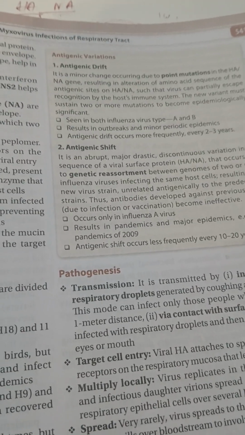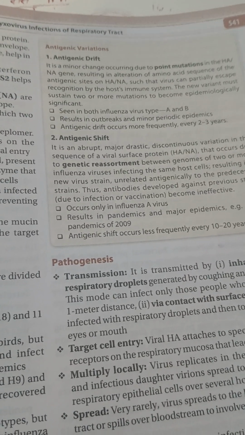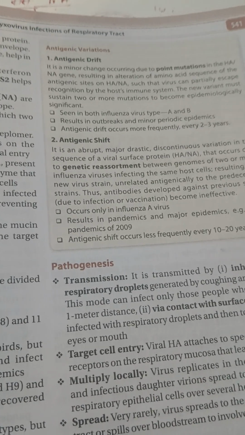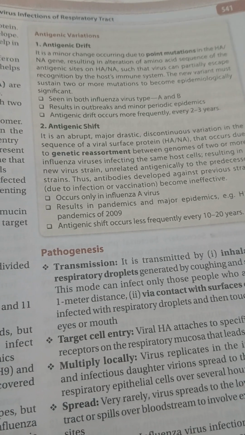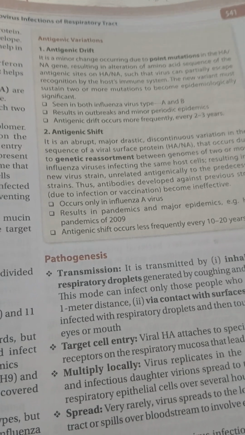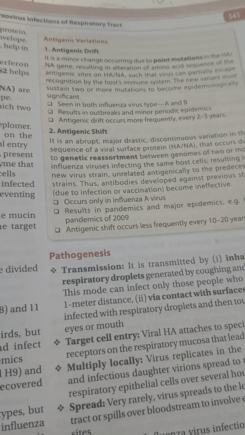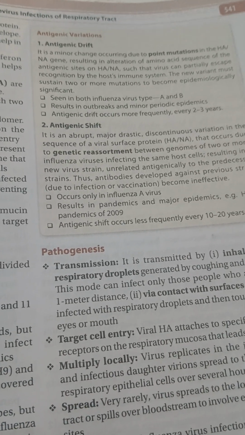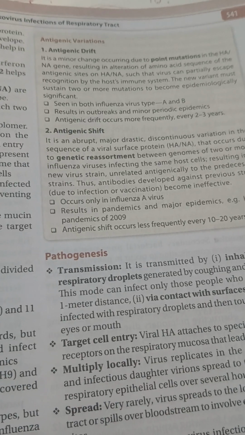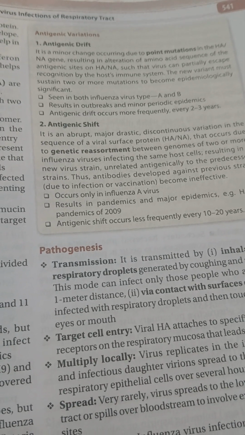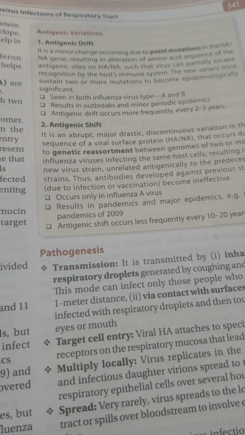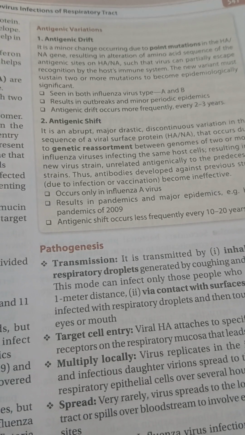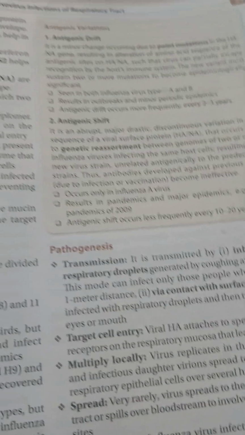And if at that same site there's an amino acid sequence change which results in a point mutation, as a result there's an antigenic alteration, then it becomes really difficult for the immune system to recognize the antigen of the virus, and the new variant must be sustained through more mutation to become epidemiologically significant. Seen in both influenza virus type A and B, it results in outbreaks of minor periodic epidemics, and antigenic drift occurs more frequently. It is every 2 to 3 years, but that is not that significant.